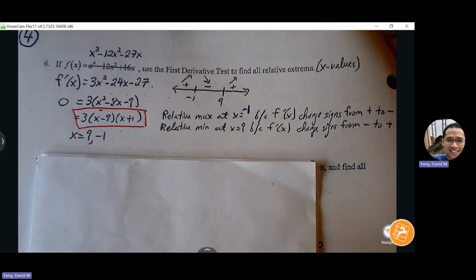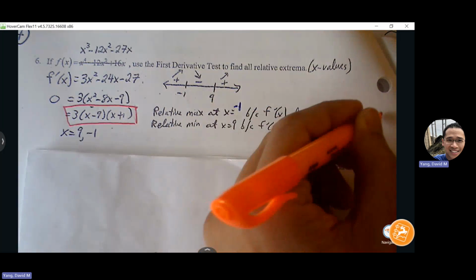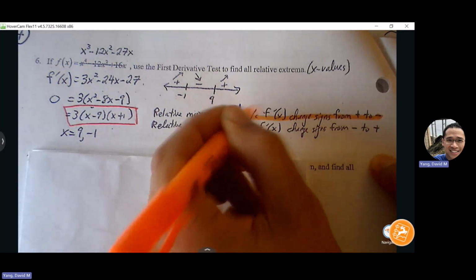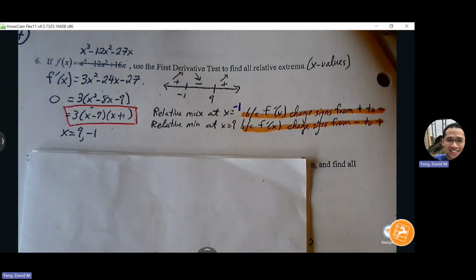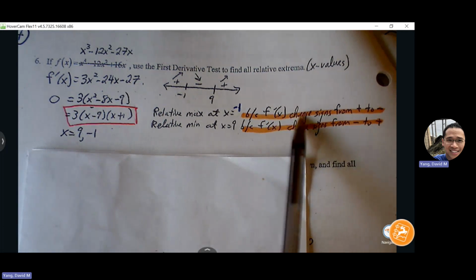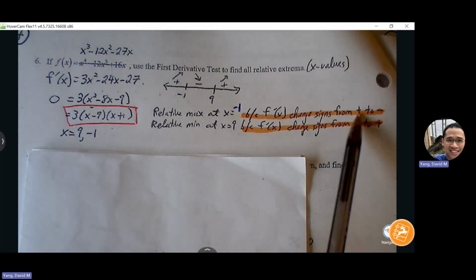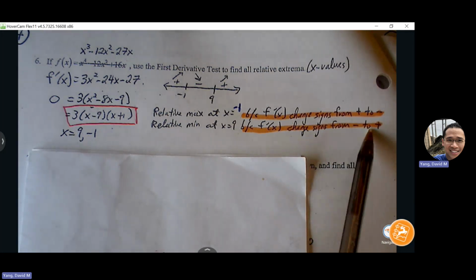I think we tend to be good with because statements for increase, decrease, but we tend not to be as good with relative max, relative min. So make sure that we understand there is a because statement, there is justification for relative max, relative min. And we say because f prime changes sign from positive to negative for relative max, and for relative min it is because f prime changes from negative to positive.